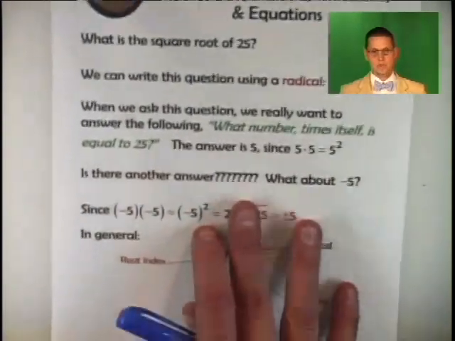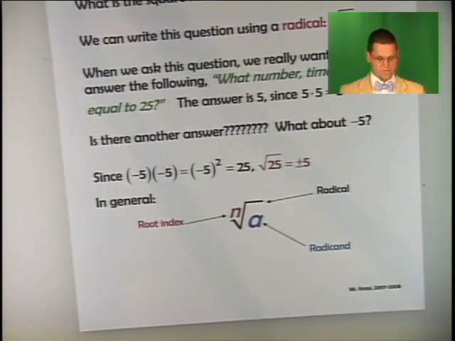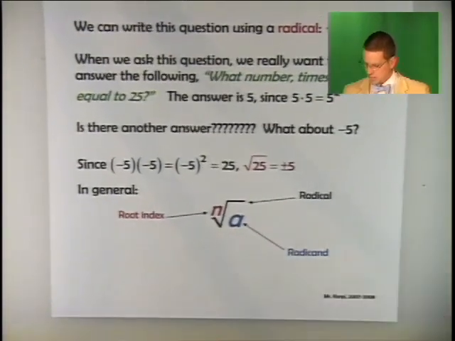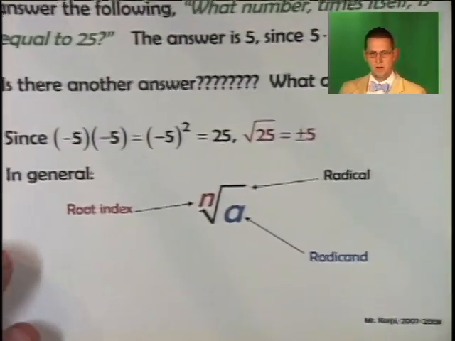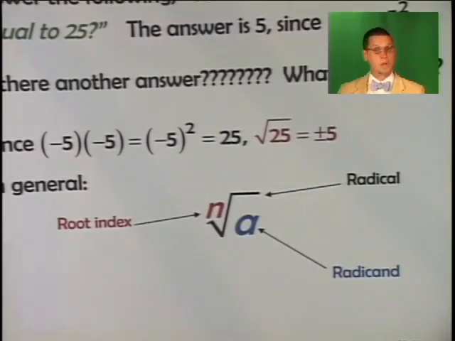Now, let's look in general at what a form of a radical will look like, because it doesn't have to be the square root. I can talk about the cube root, which is the inverse of cubing a number. I could take the fourth root. I could take the fifth root. So we've got a general format right here for a radical expression.